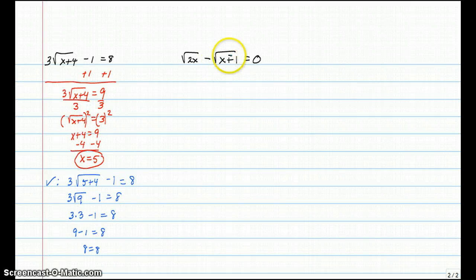move this square root of x plus 1 to the other side. So we're going to add the square root of x plus 1 to both sides. Since this is 0, this just becomes the square root of x plus 1. And then on this side, we have the square root of 2x.